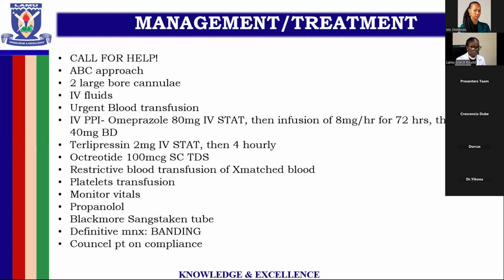Why? Because this is a patient who has presented with massive bleeding. And one of the ways that the body tries to compensate for the blood loss is increasing the heart rate. So if we are going to give propranolol to this patient, it's going to slow down the heart rate, which is meant to compensate for the patient's blood loss, and it will further decompensate the patient.